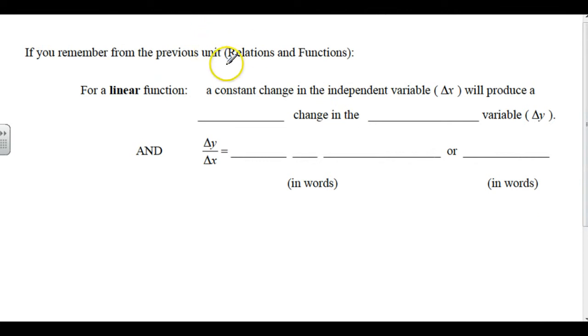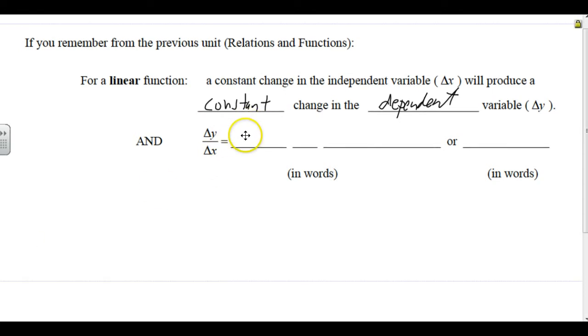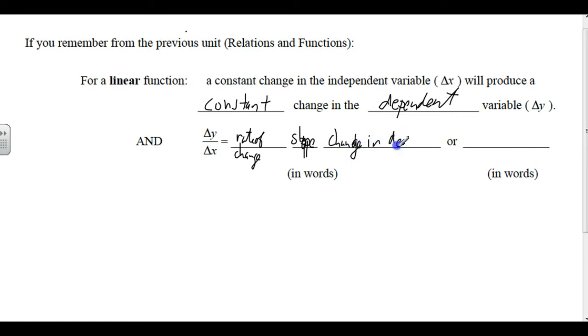If you remember from the previous unit, relations and functions, for a linear function, a constant change in the independent variable, that's delta x, will produce a constant change in the dependent variable, delta y. And remember, delta y over delta x is the rate of change. The rate of change is also the slope. It's the change in the dependent variable over the change in the independent variable, or rise over run.